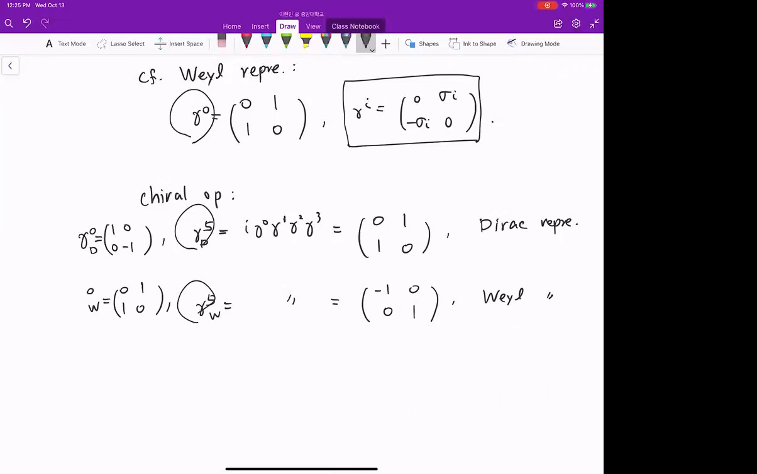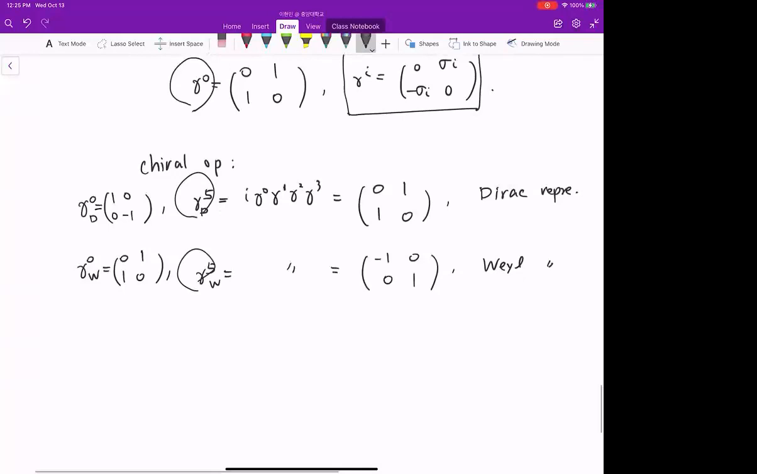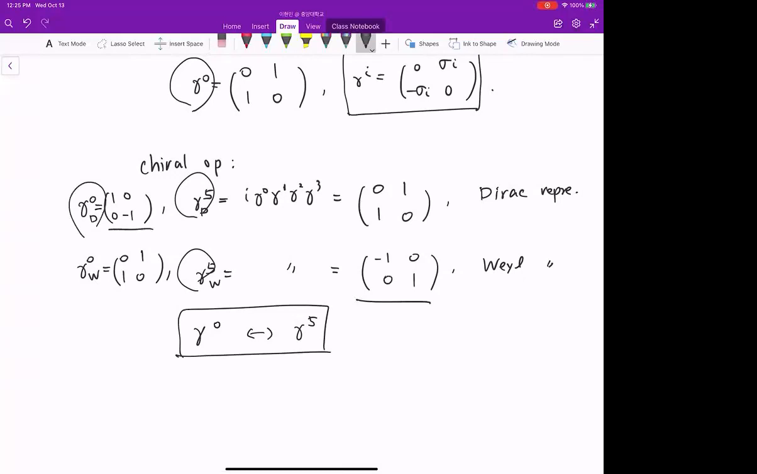So you can see that up to sign here, gamma 0 and gamma 5 are interchanged between the two representations. So what was gamma 0 in the Dirac representation becomes gamma 5. What was gamma 5 in the Dirac representation becomes gamma 0.